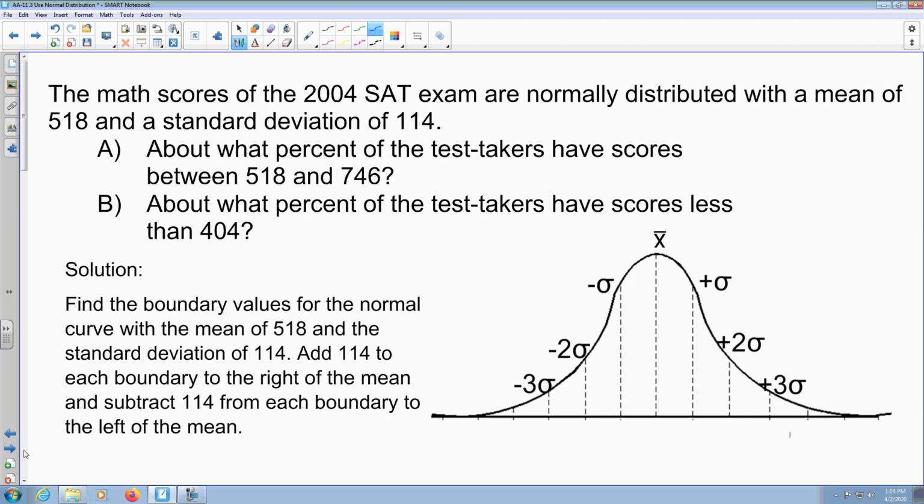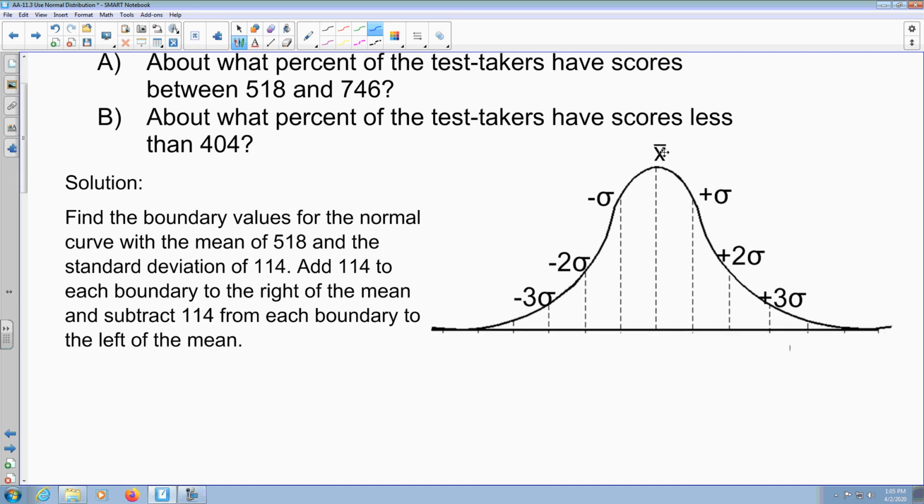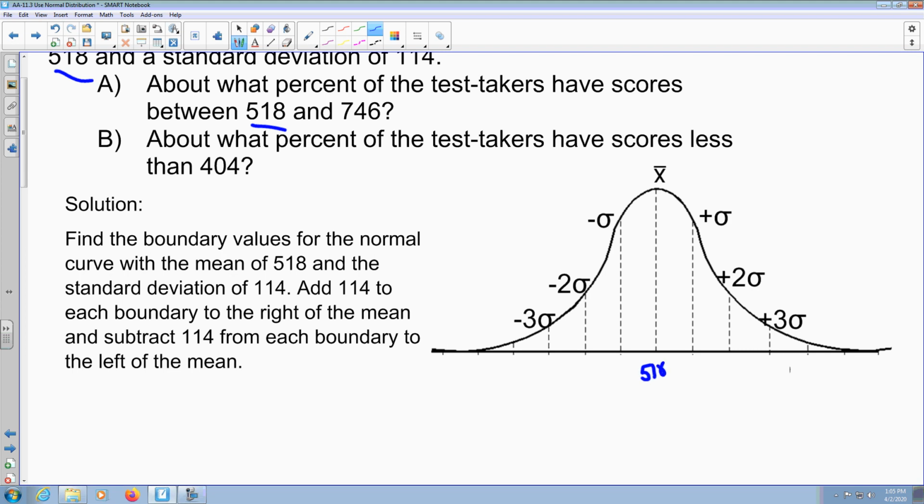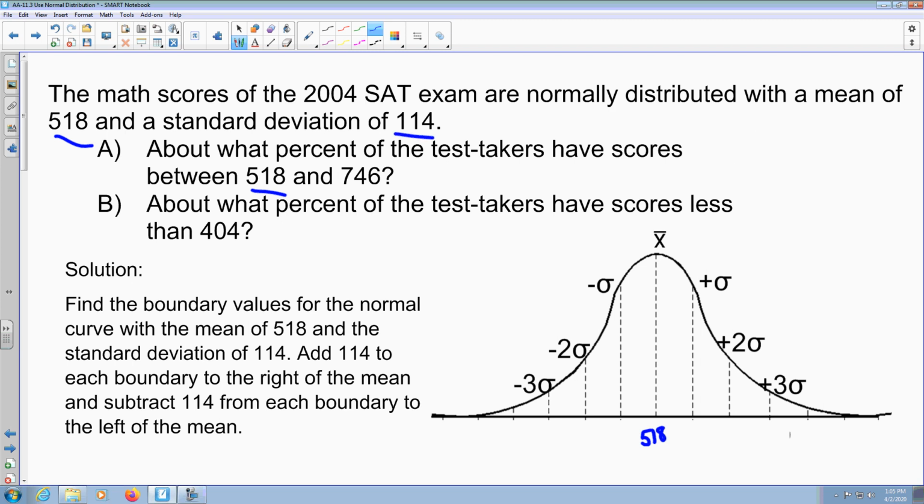Okay, so here, it says the math scores of a 2004 SAT exam are normally distributed with a mean of 518 and a standard deviation of 114. It says what percent of the test takers have scores between 518 and 746. So what you're going to do first is, well, it tells you what the mean is. So they're telling you that the mean is 518. So I'm going to write that in right here. So 518 is the mean, and they're saying that the standard deviation is 114.